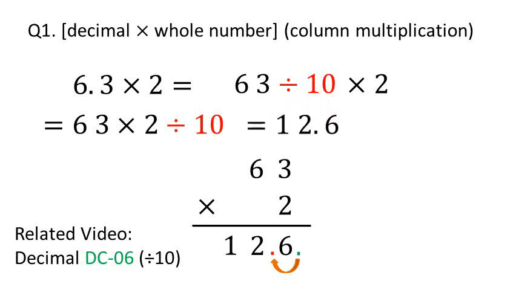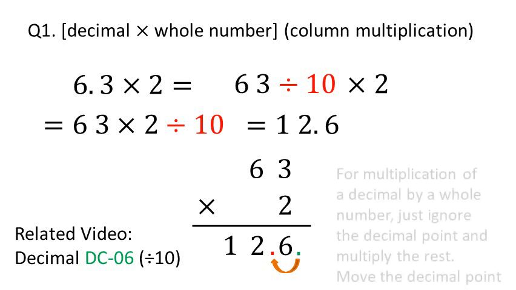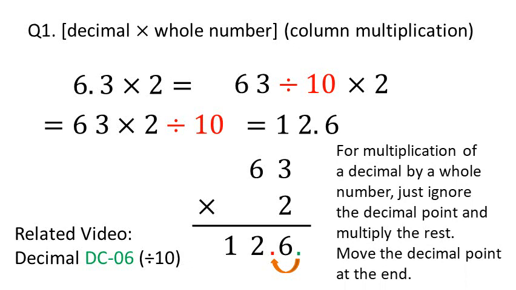For multiplication of decimals by a whole number, just ignore the decimal point and multiply the rest. Move the decimal point from the right end to the left.